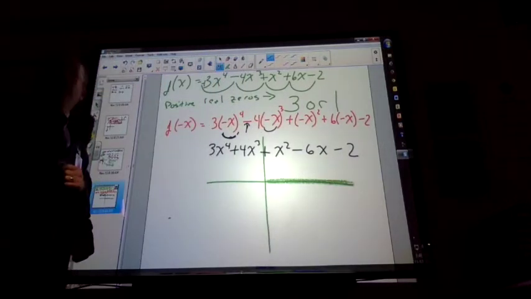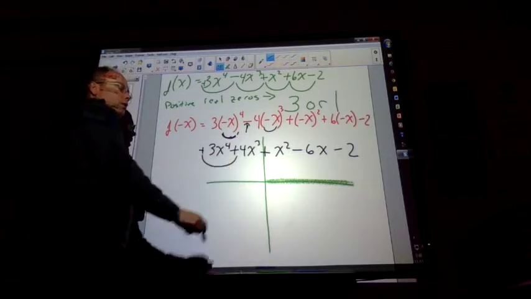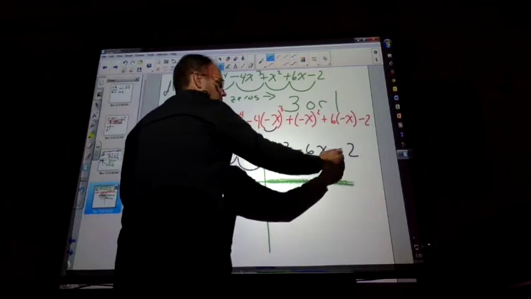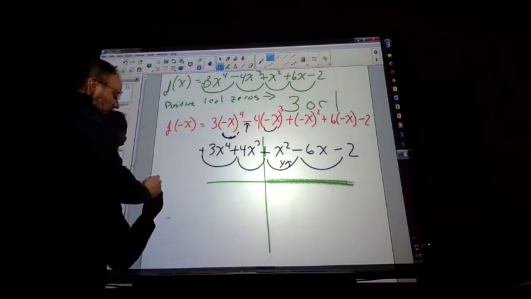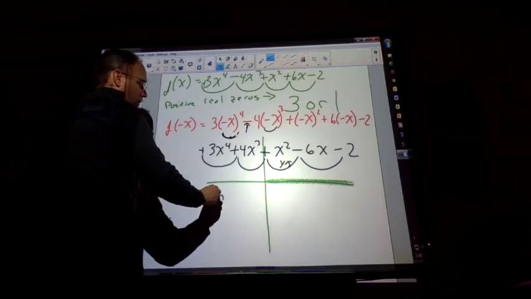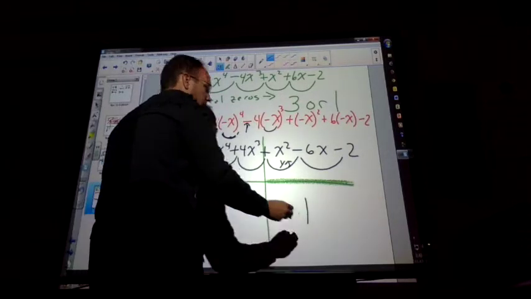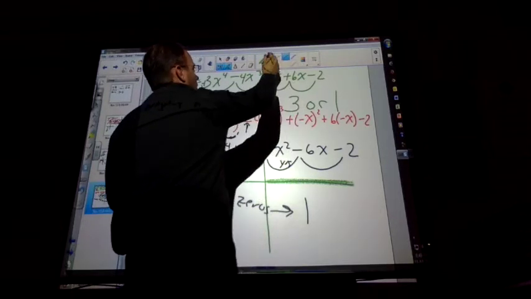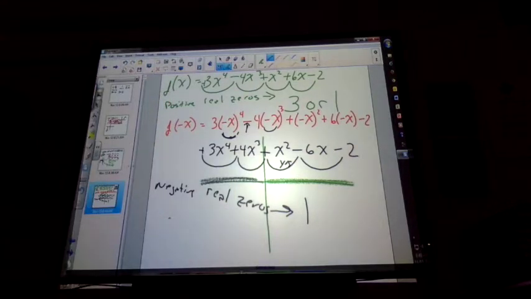Now we're going to look for any sign changes that take place here. Technically, this is positive. Is there a sign change? Is there a sign change? Is there a sign change? Is there a sign change? So this is the only sign change. So this tells us we have negative real solutions, or real zeros. And in this case, we have 1. So that means that over here, it'll cross 1 time. Okay?